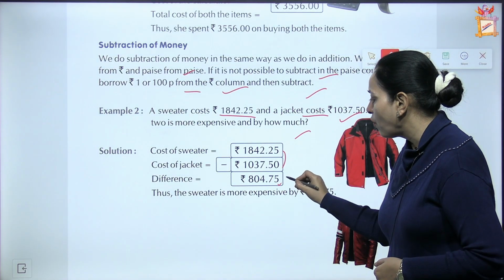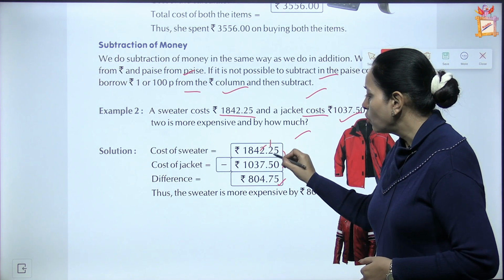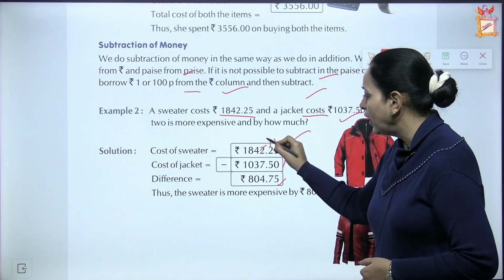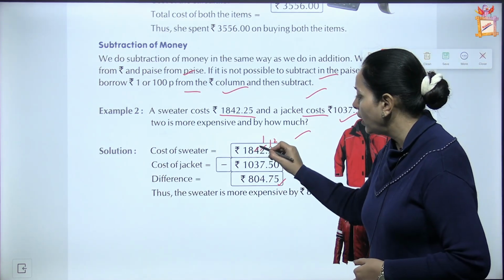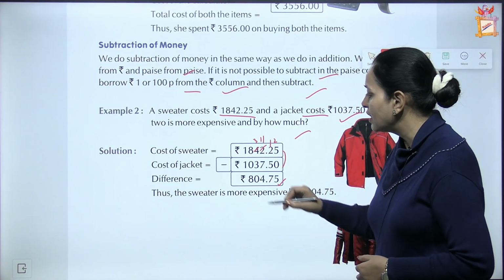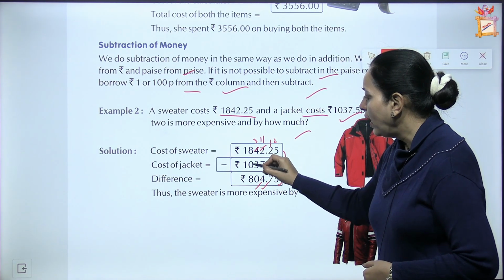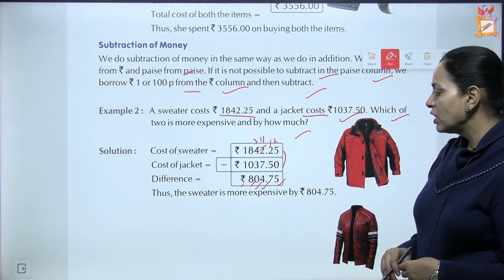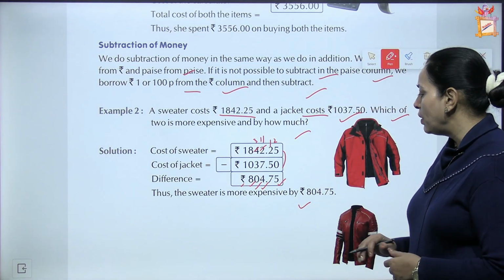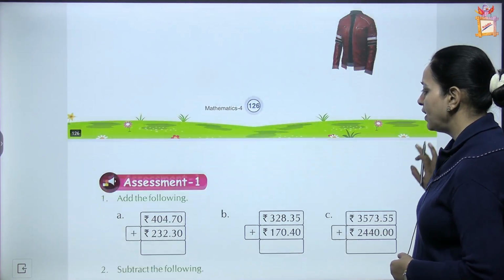5 minus 0, 5. 2 minus 5 not possible. We will borrow. So 12 minus 5, 7. It becomes 1. So 1 minus 7 not possible. We will borrow. It becomes 11. It is 3. 11 minus 7, 4, 3 minus 3, 0, 8 minus 0, 8 and 1 minus 1, 0. So the sweater is more expensive by rupees 804 and 75 paise.